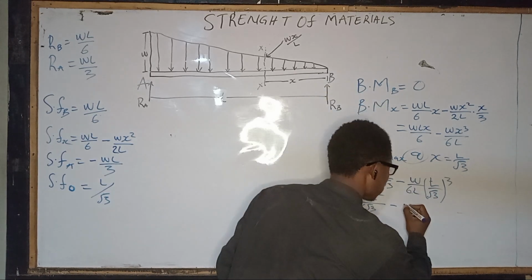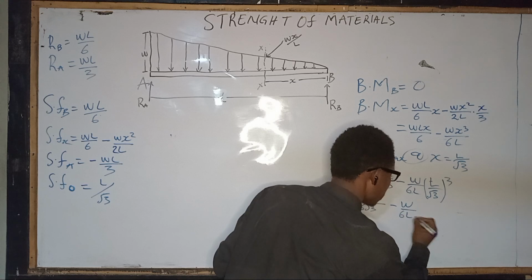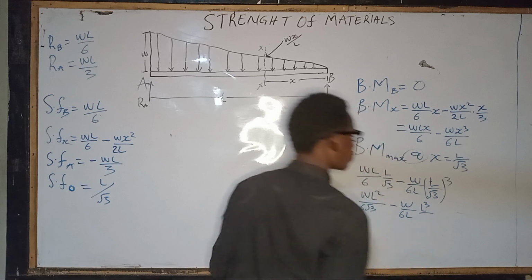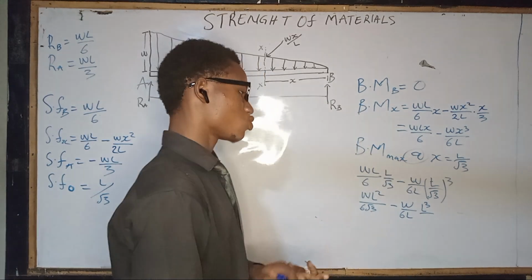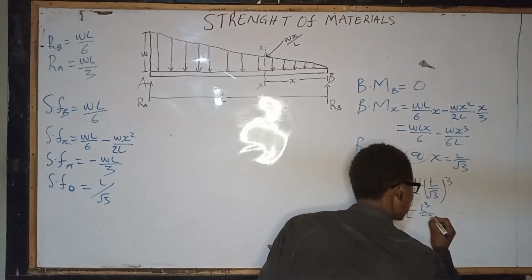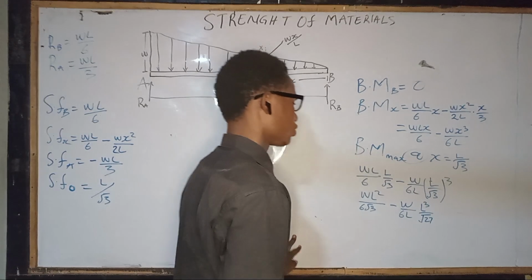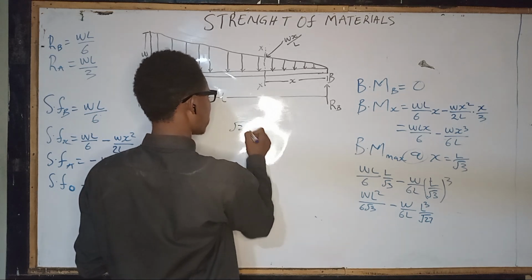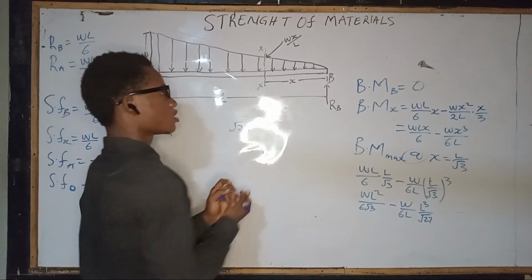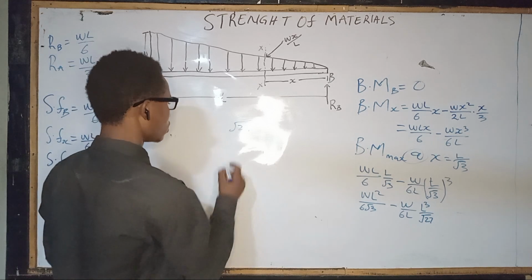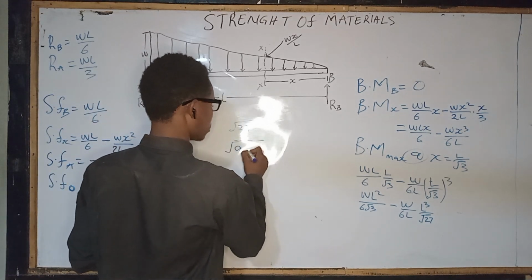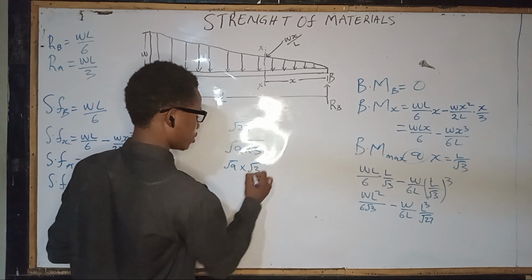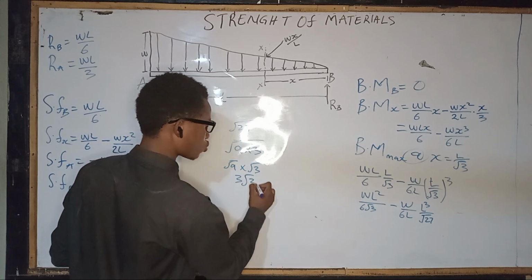here. We have w over 6n times n cube over, what is 3 cube? 3 cube is equal to 27, over square root of 27. And we know that according to surds, if we have square root of 27, we can bring it out as 27 is equal to 9 times 3. So we have square root of 9 times 3, which is square root of 9 times square root of 3, which is equal to 3 root 3.